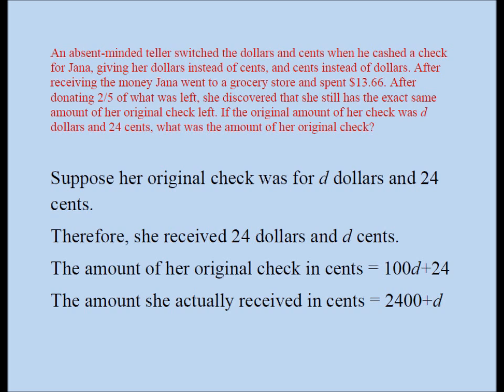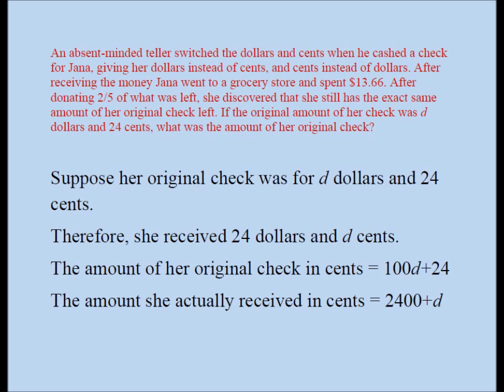When we solve an algebra problem, the first thing we need to do is define our variable. In a way, the variable has already been defined. It's D. D is the number of dollars that she should have gotten. According to the original check, she should have received $D.24. So D is my variable. But she really got $24 and D cents.